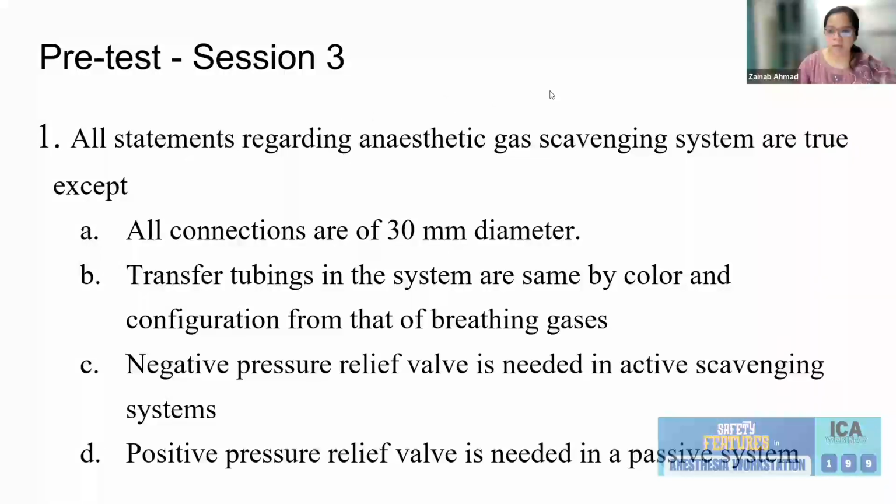All statements regarding anesthetic gas scavenging system are true except: option A, all connections are of 30 mm diameter. Option B, transfer tubings in the system are same by color and configuration from that of breathing gases. Option C, negative pressure relief valve is needed in active scavenging system. Option D, positive pressure relief valve is needed in a passive system.